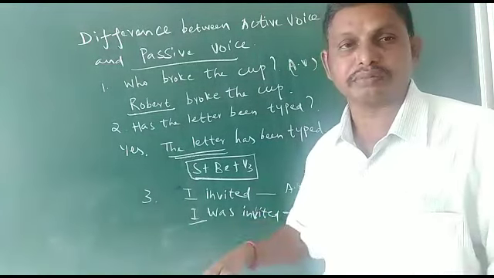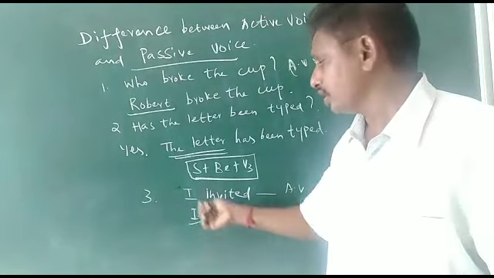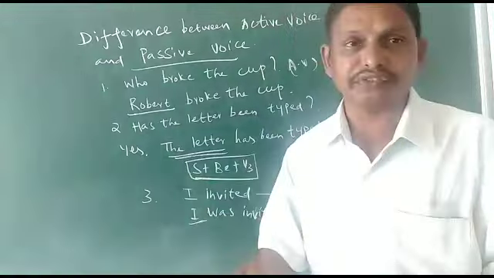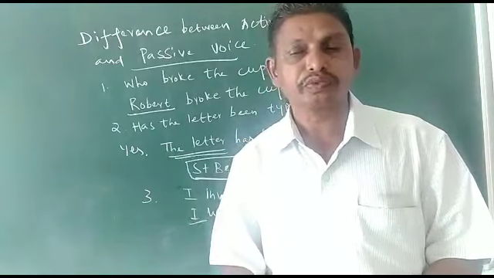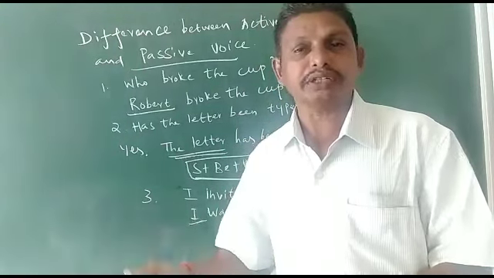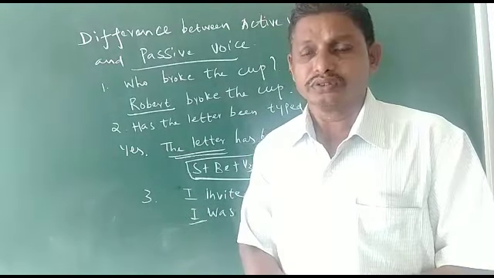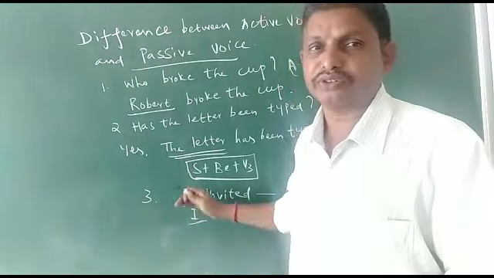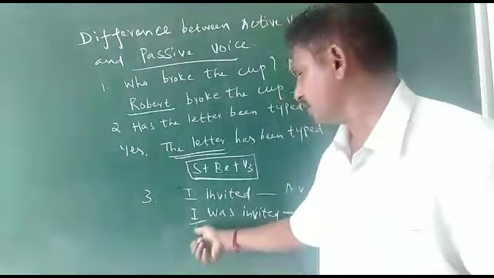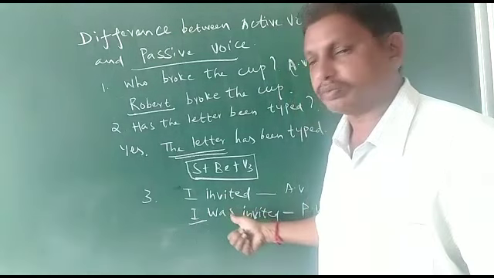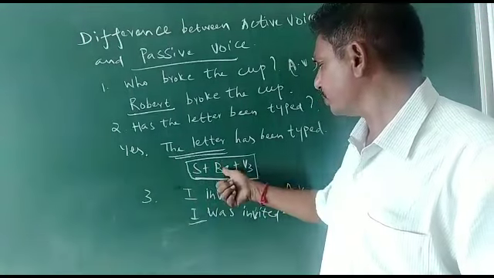I was invited. By whom? By somebody. But I didn't do any action here. In the first sentence, I did the action; I invited means I did the action of inviting. In the second sentence, I was invited, but I did not do any action, the action was done by somebody, but I received that action. So this is the major difference between active voice and passive voice. In the passive voice, we use subject plus be plus V3. Here, was is a be form verb and then the past participle. This is V3. Subject plus be plus V3.